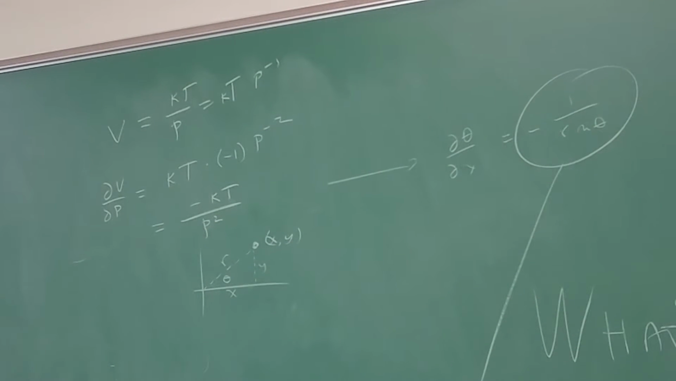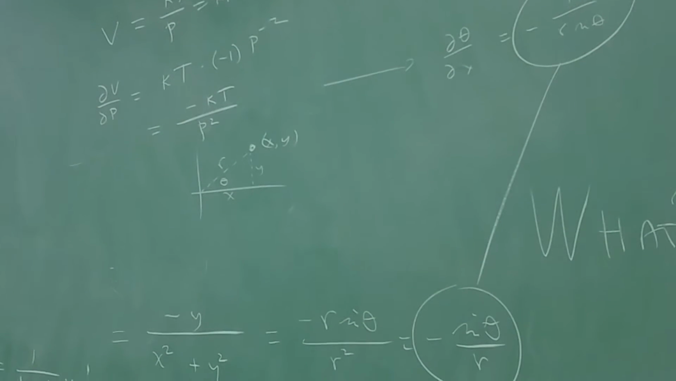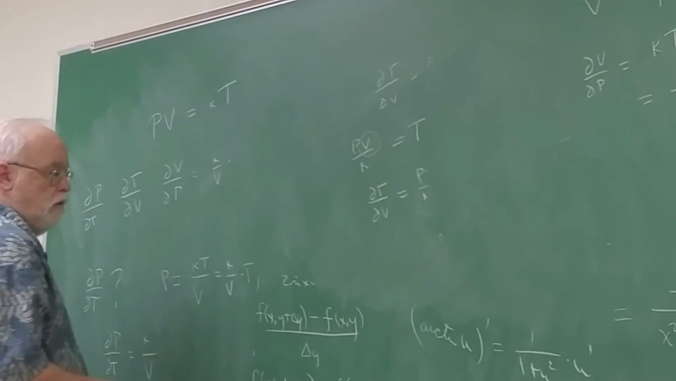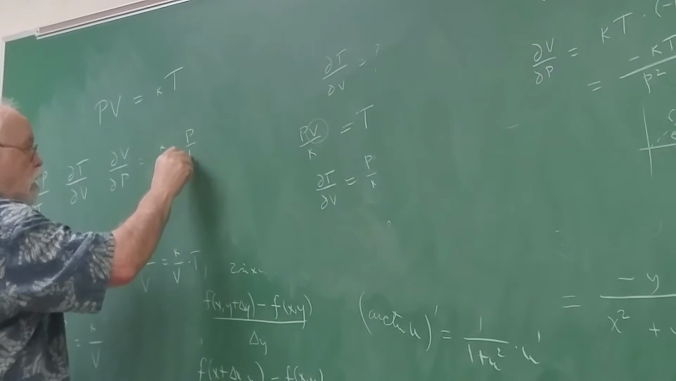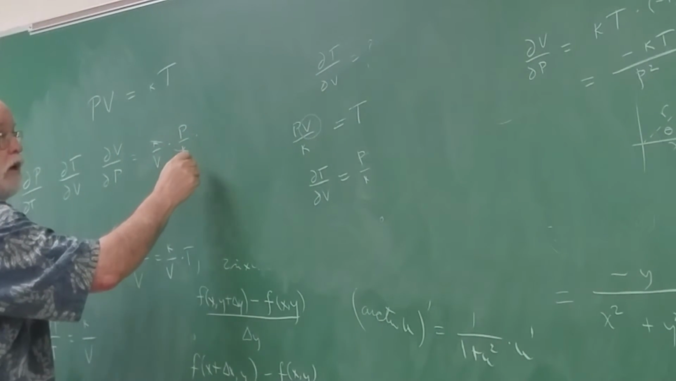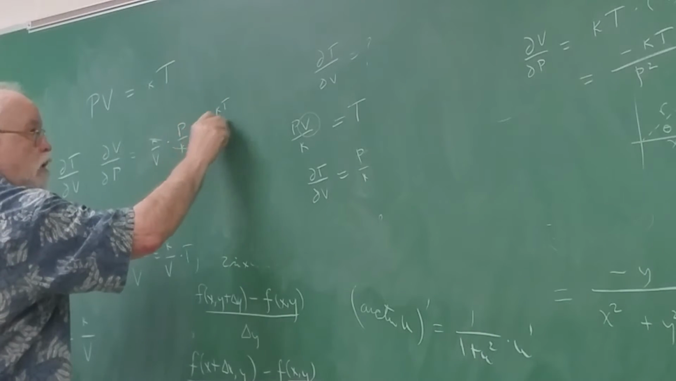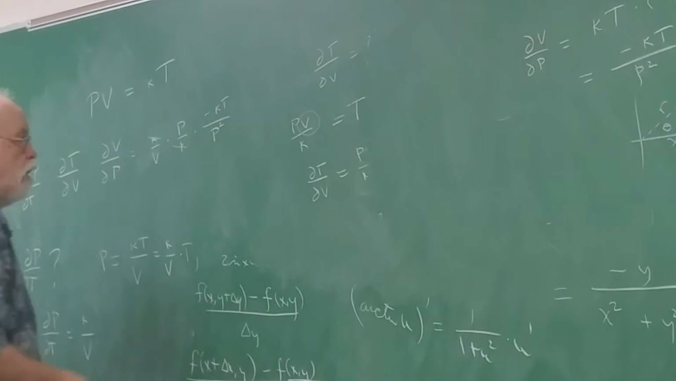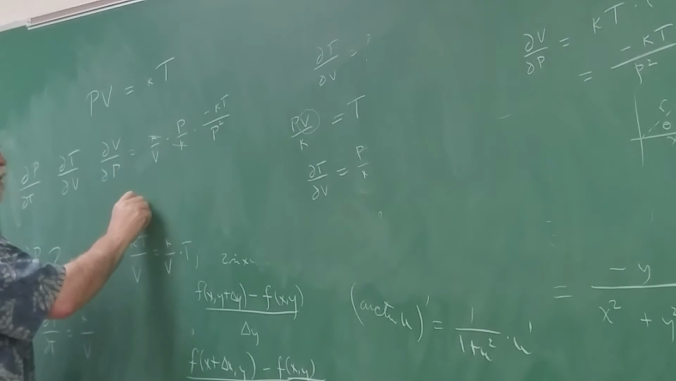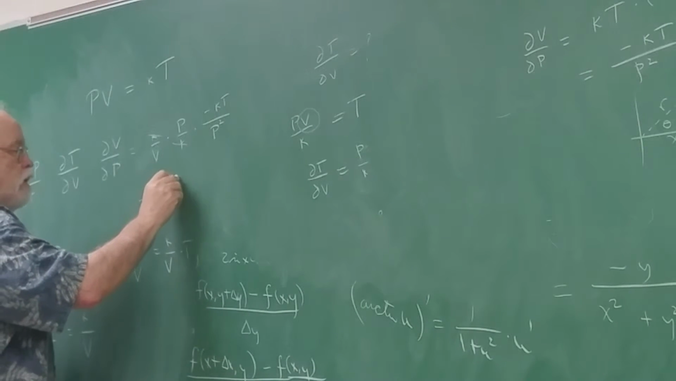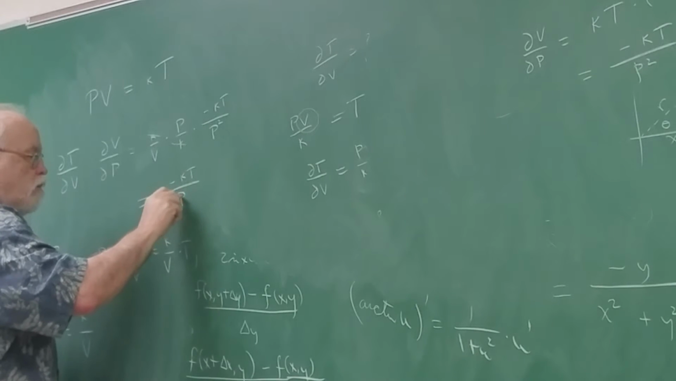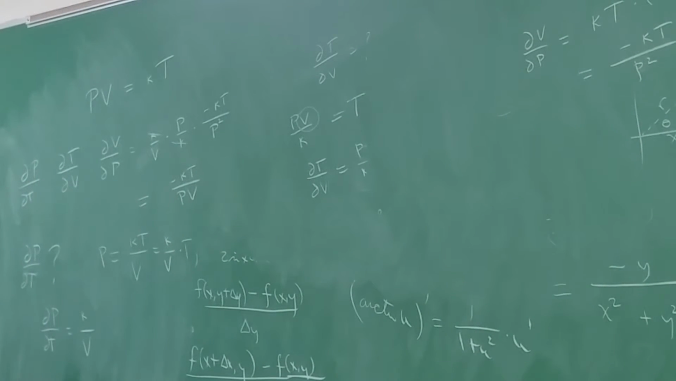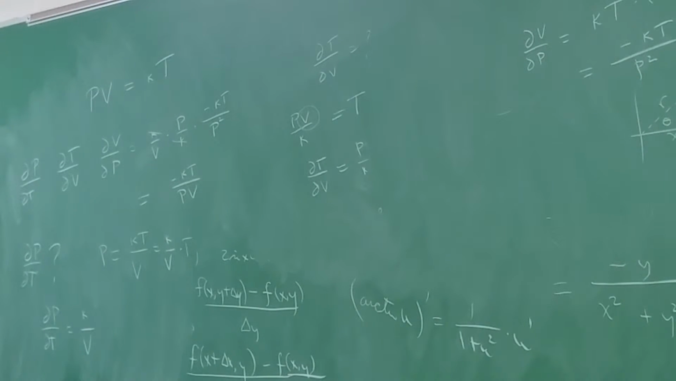So putting it all together, multiply. I've got K over V, I've got P over K, that looks good, and then negative KT over P squared. One of these cancels, and I've got minus KT over PV, which is not 1.